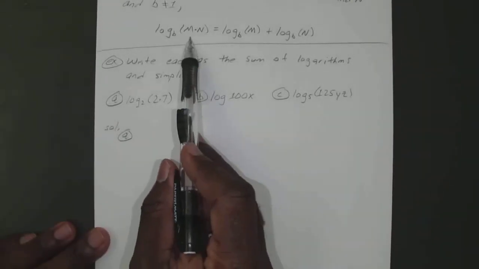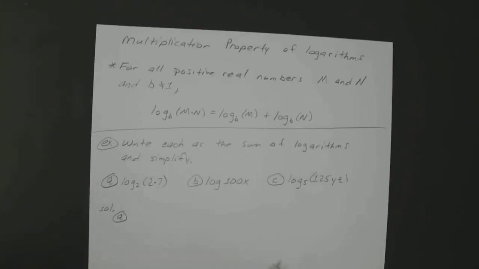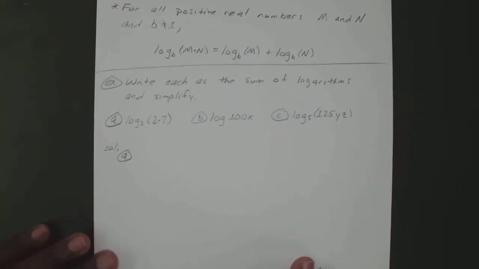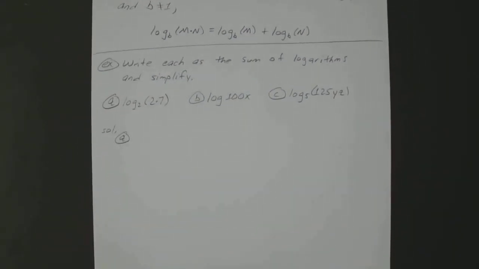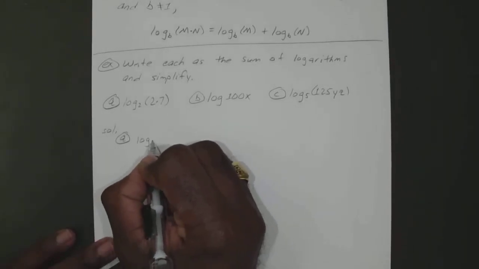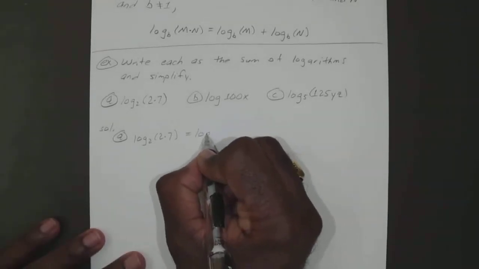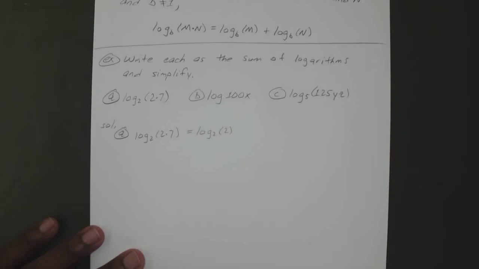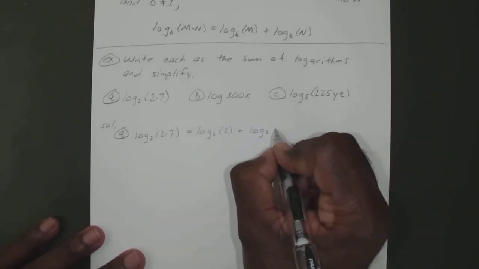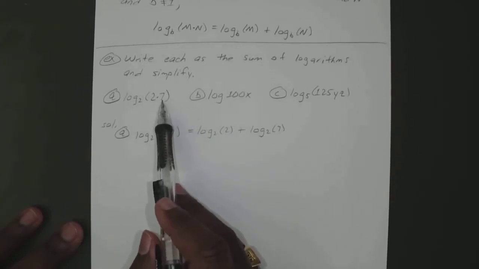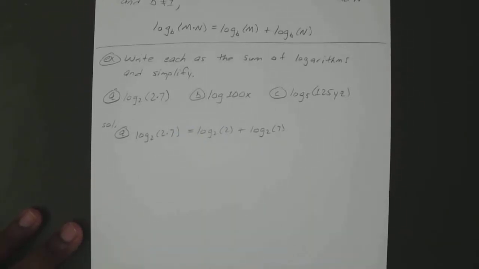Okay, so for problem A, if we use the product property, actually let me put that in parentheses, it's more known as the product property than it is multiplication. Log base 2 of 2 times 7 is equal to log base 2 of 2 plus log base 2 of 7. So whatever product you have inside of here, you can just separate them with a plus sign.